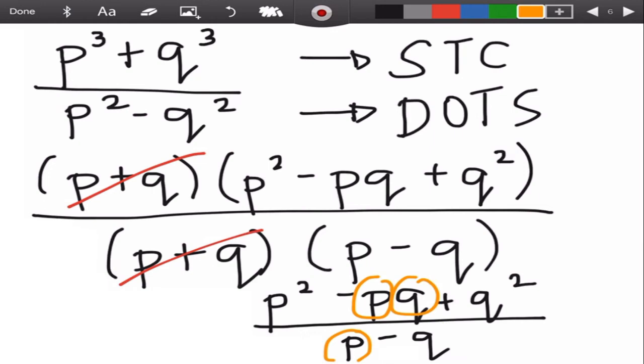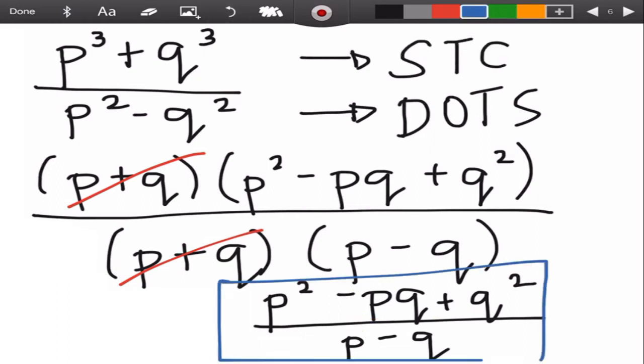Why not? Because the trinomial in the numerator is considered as one factor. Likewise, the p minus q in the denominator is considered as one factor. So you cannot cancel terms which have operations in between. So this is the final answer for this example.